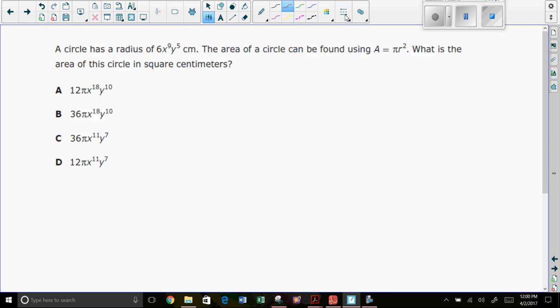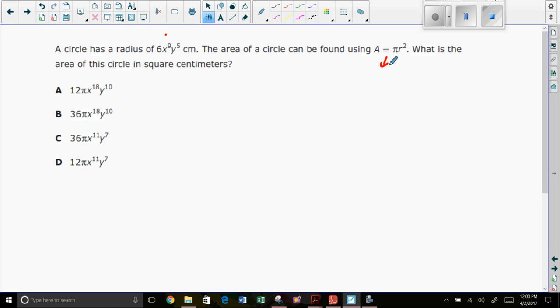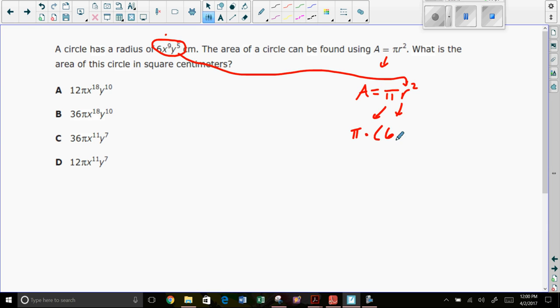Alright, so we'll go ahead and begin by writing out our formula one more time. Our formula for the area is equal to pi r squared. Since we already know my radius, it is going to take the place of my r. They tell me to use pi, so I'm going to use the symbol pi times our radius, which is 6x to the ninth power y to the fifth power, and then all of that taken to the second power.